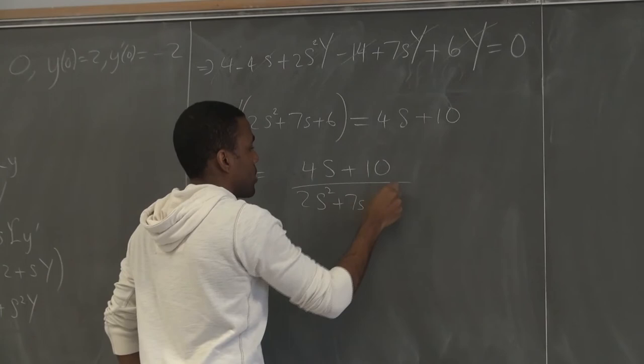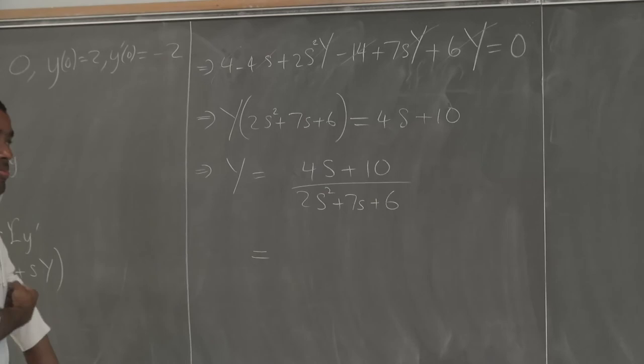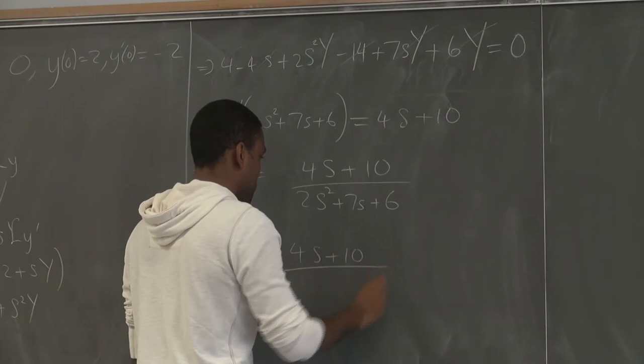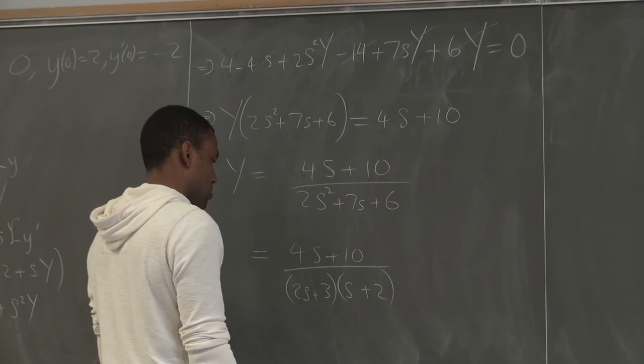Now our goal is to write that to look like something on the right side of the table. Does it factor? Yes, it's a nice one. What does it factor as? 2s plus 3 times s plus 2. Yeah, 3 and 4 factors.